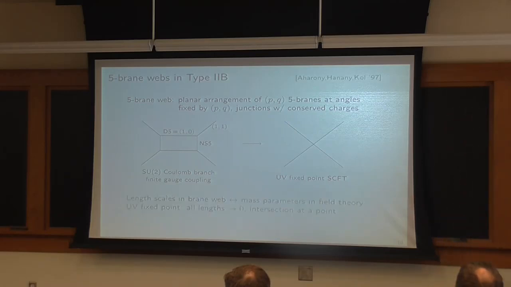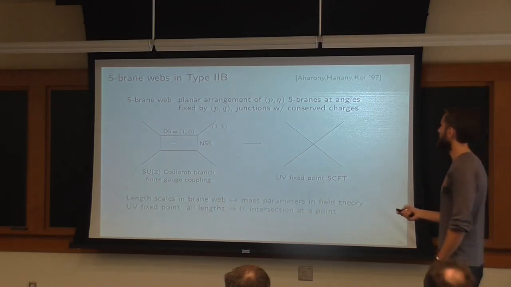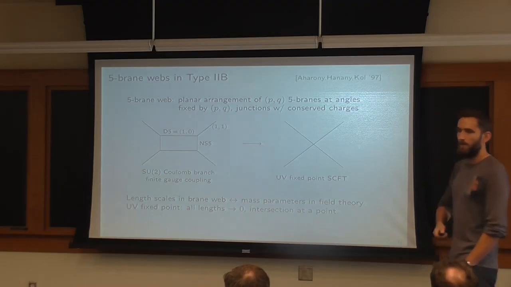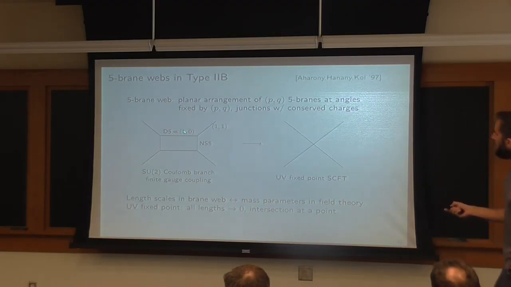And the general scheme is that the length scales in the brane web actually correspond to mass parameters in the field theory. So in this brane web, we have 2 length scales. We have a horizontal separation of these NS5 branes and a vertical separation of these D5 branes.